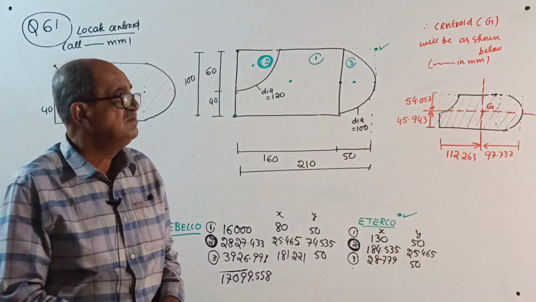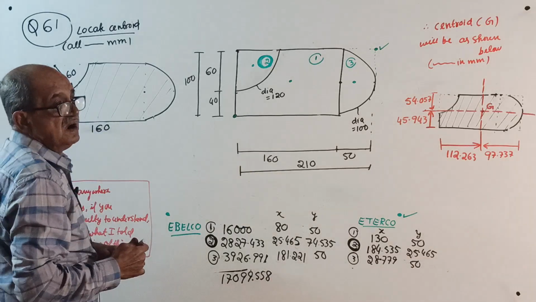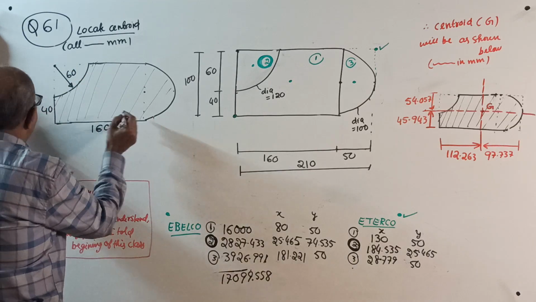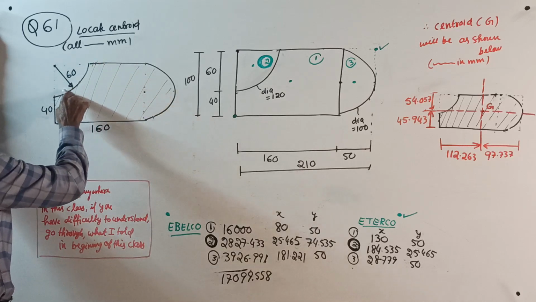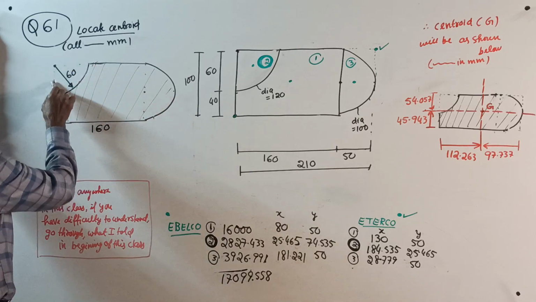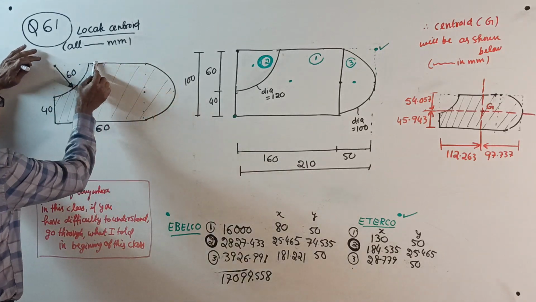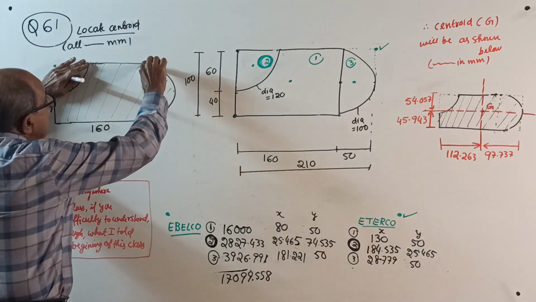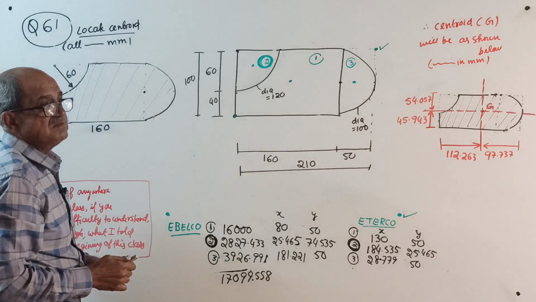Question number 61. See, this is the lamina. Now, how to get the lamina? See, 160 base, this offset is 40. You should make a note: this is a quadrant of a circle which is actually removed. Or you can imagine, if you take a full rectangle, this quadrant is removed. Then one semicircle here, center is here. All dimensions in millimeter.